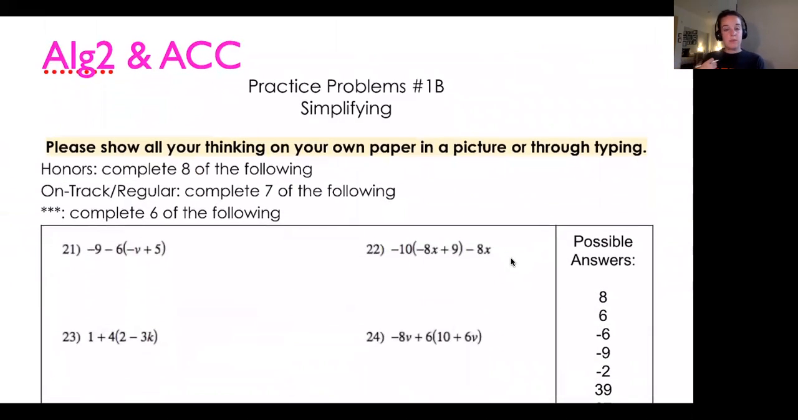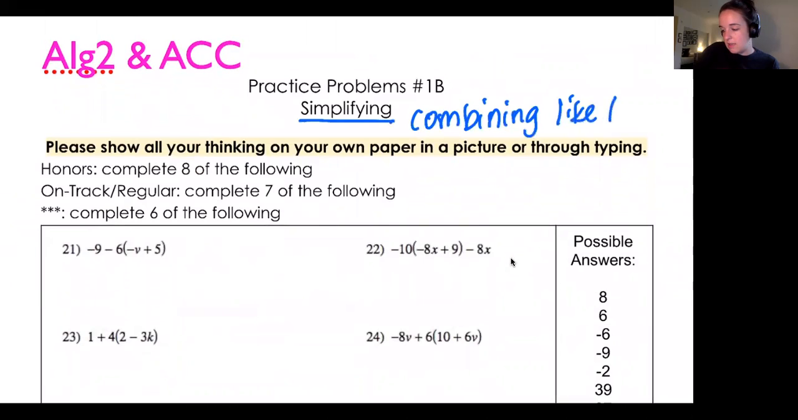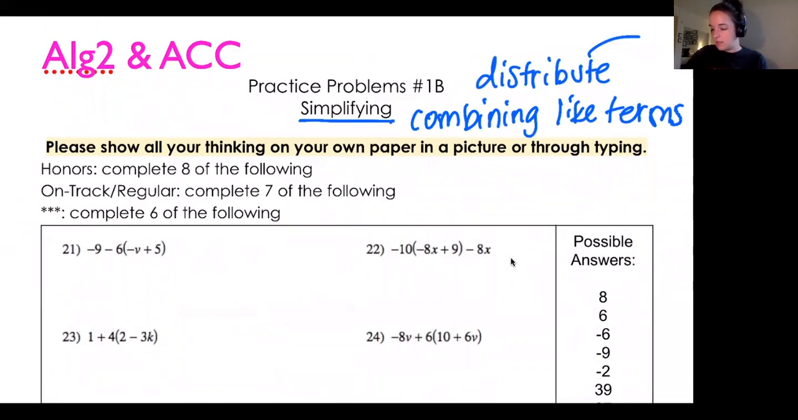All right. Now we'll do the retake problems for 1B. This is for Algebra 2 and Accelerated. So within simplifying, we're really just combining like terms. Right? Combining like terms. We might have to distribute, which means multiply. If we see those parentheses, we might have to distribute that in, like when we do this, and then we'll combine them.